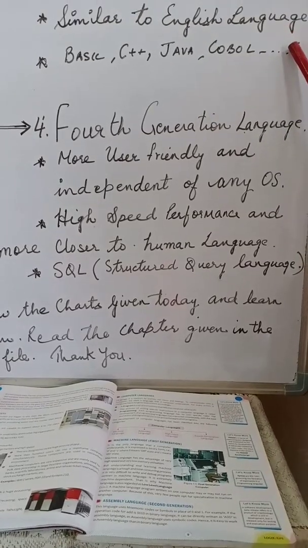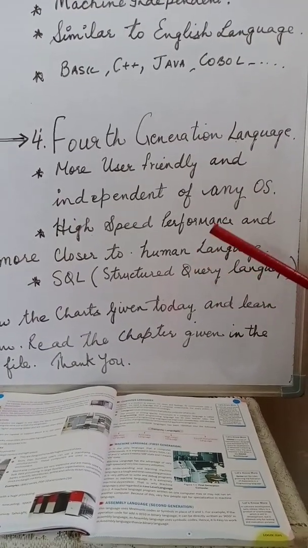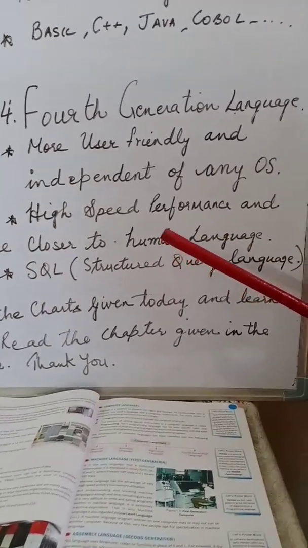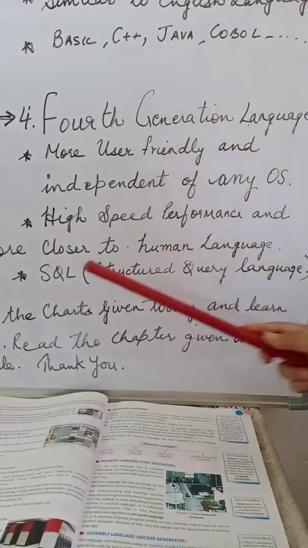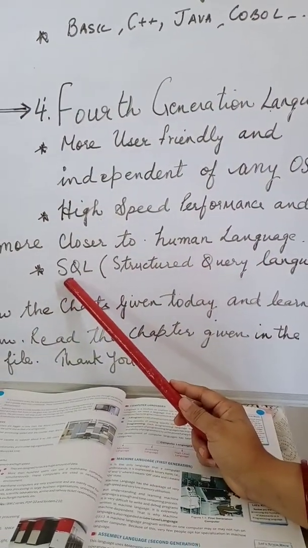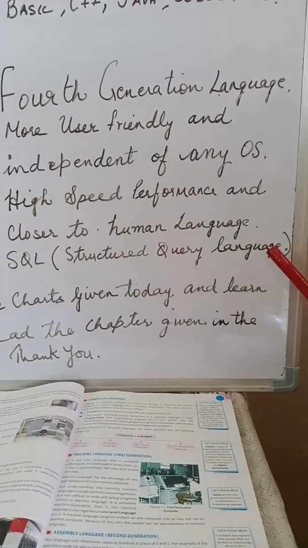Third generation language was also user friendly. Fourth generation is an advanced version of third generation language, and they are much easier for humans to understand and to use. An example of fourth generation language is SQL, which stands for Structured Query Language.